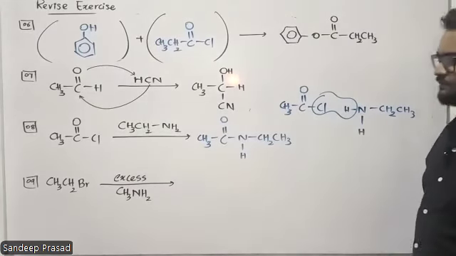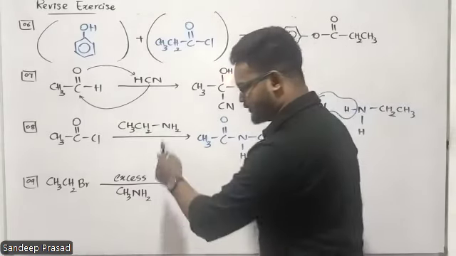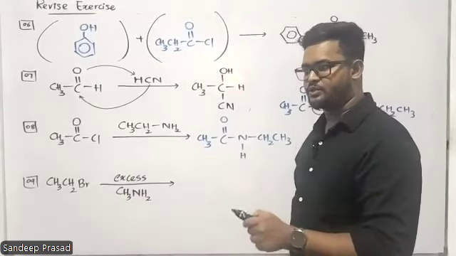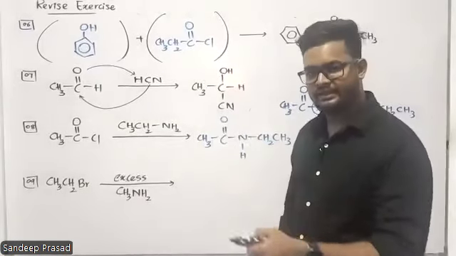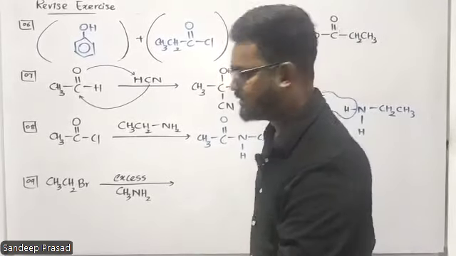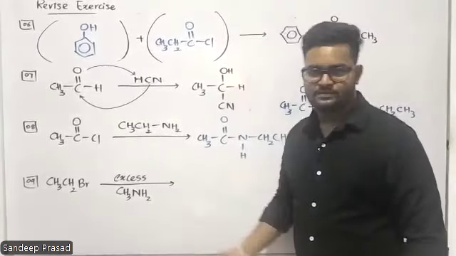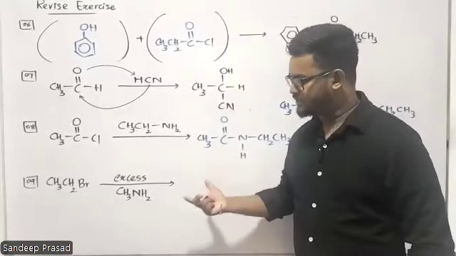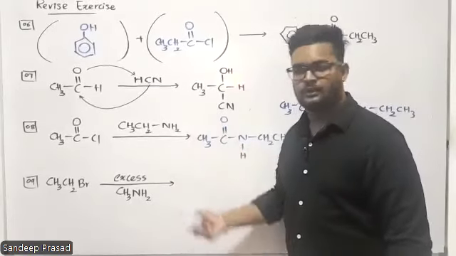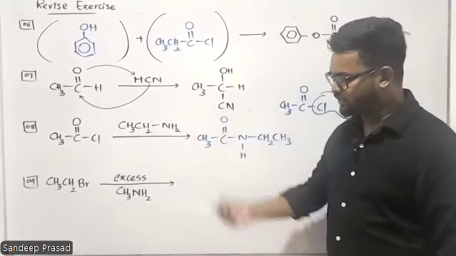We know that if you don't add excess amine, I told you when we discussed these reactions, primary amines or ammonia reacting with alkyl halides, this is going to give a quaternary ammonium salt. Can you remember the quaternary ammonium salt? So in order to prevent that, we have to add an excess amount of the amine or ammonia.